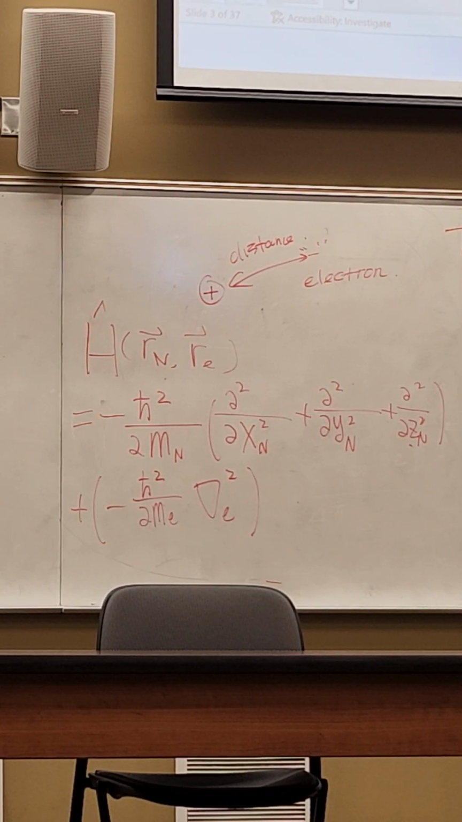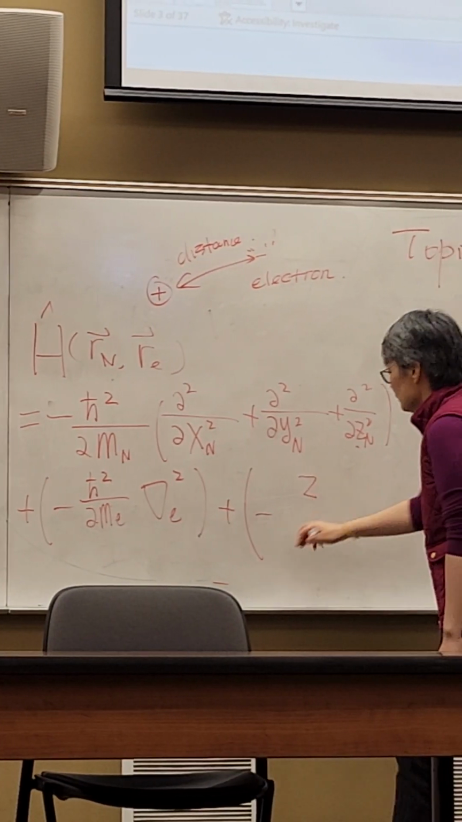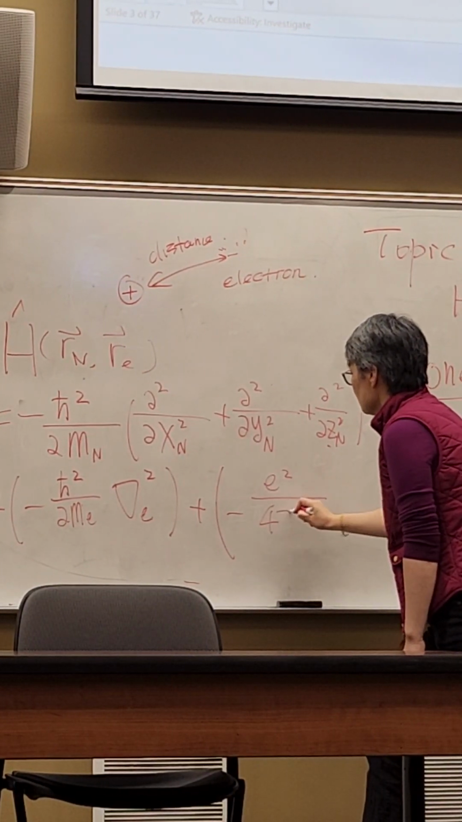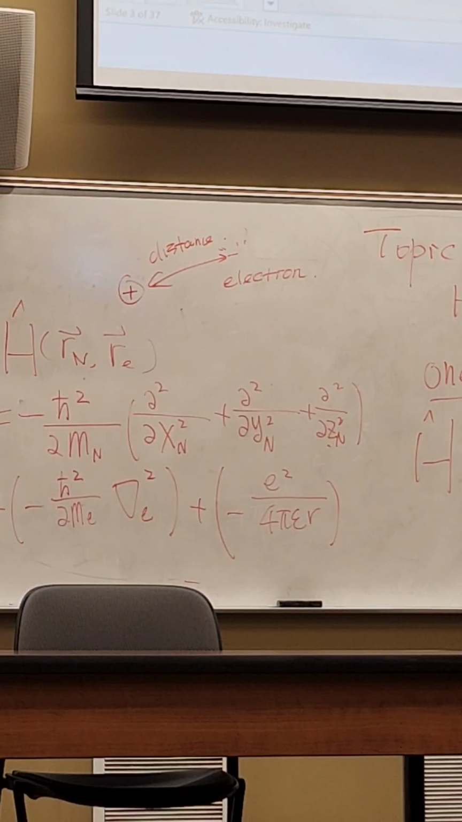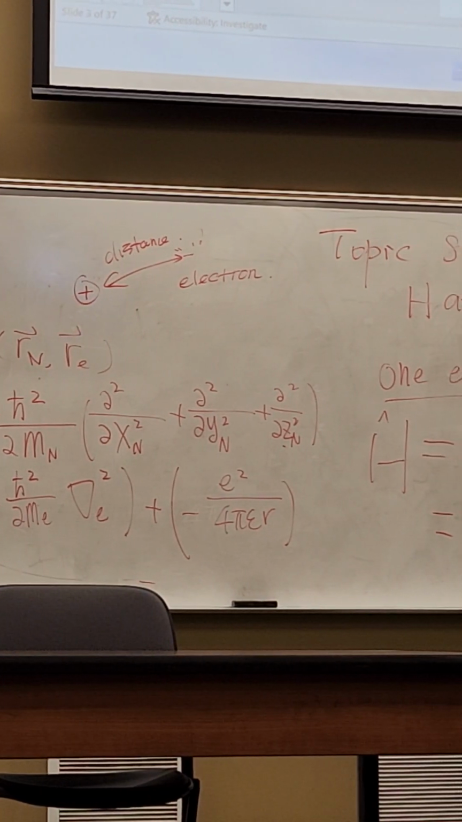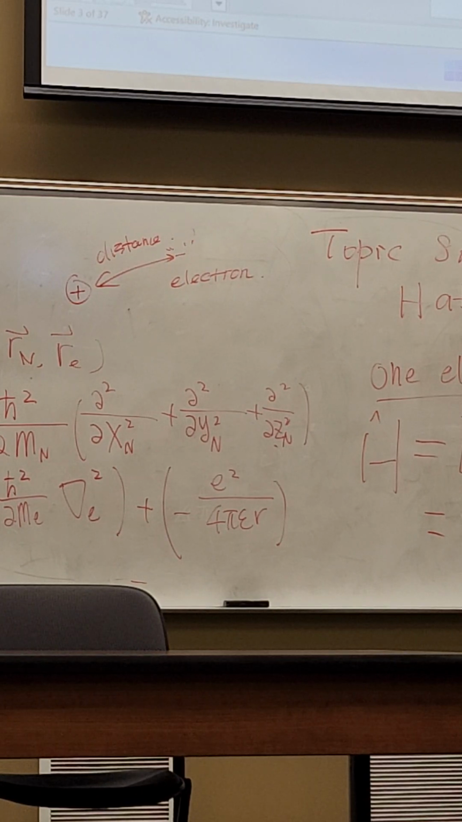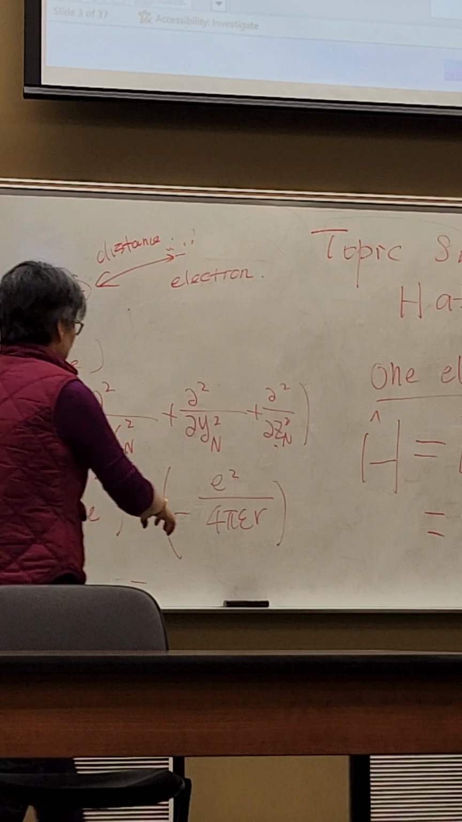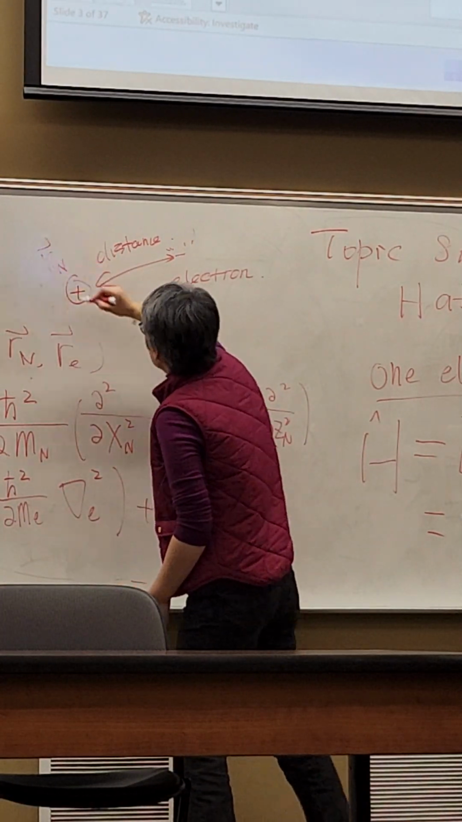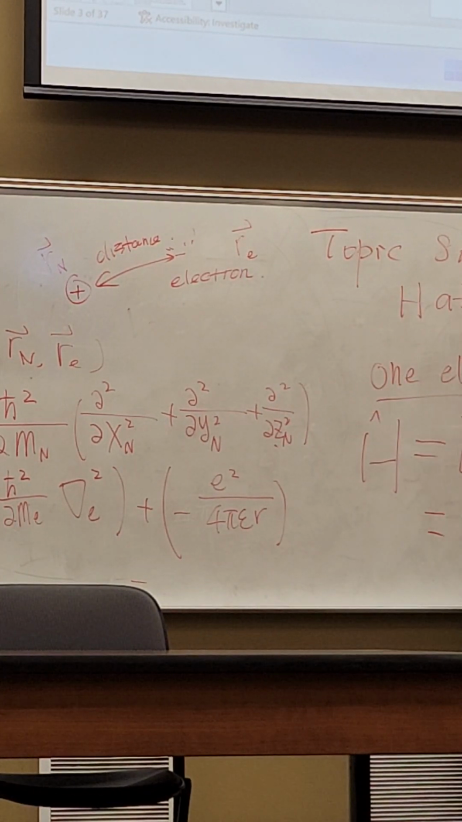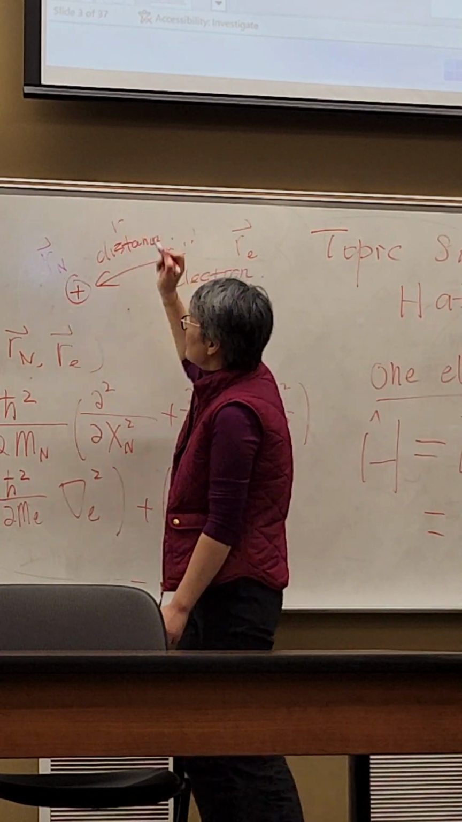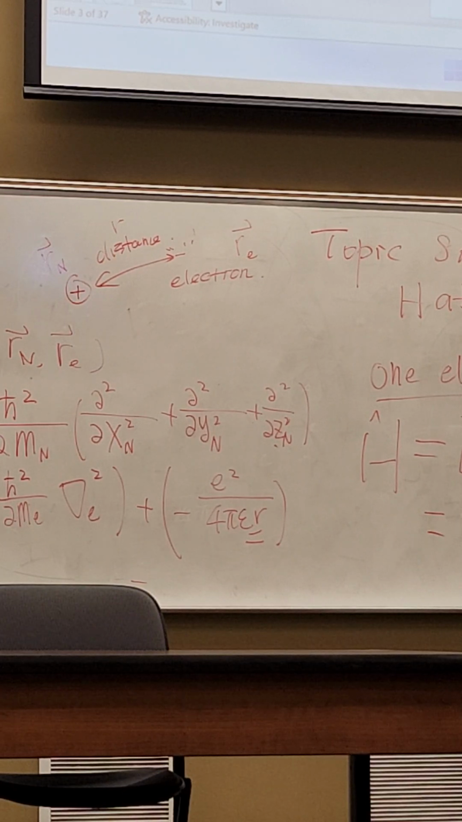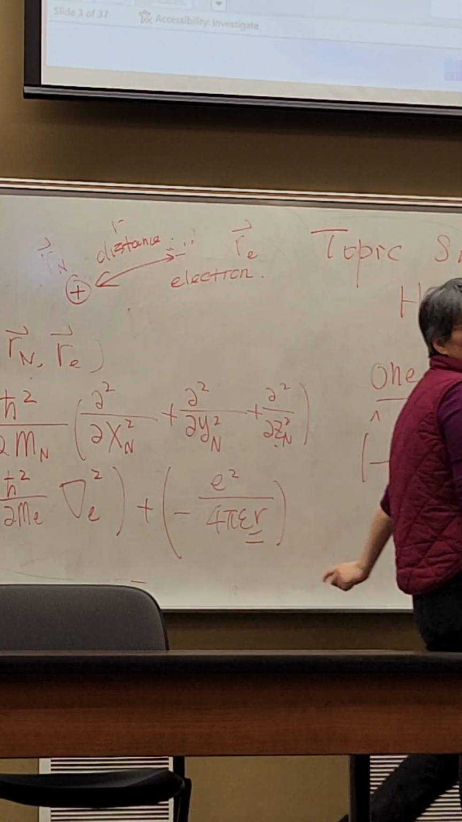Then you have the kinetic energy operator for the electrons. Yes, that's the component here. And then what else you have is your potential energy between the nucleus and the electrons. Now, you have a position vector for this guy. You have a position vector for your electrons. This R is really the distance between the nucleus and the electron. But if you know the position for the nucleus and the position for the electrons, you should be able to figure out what the distance is.